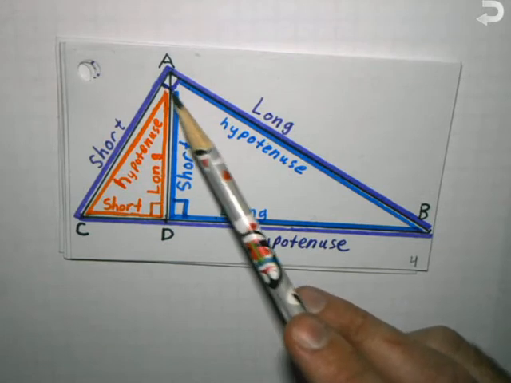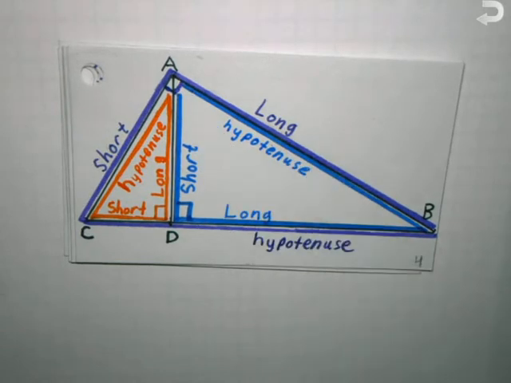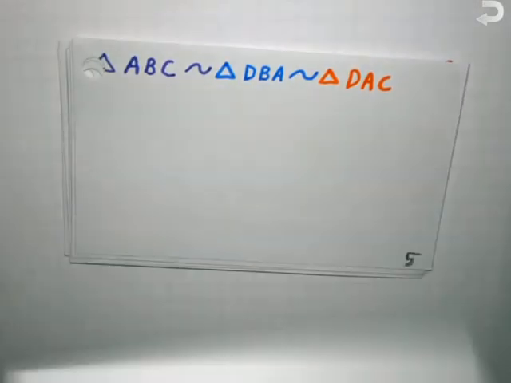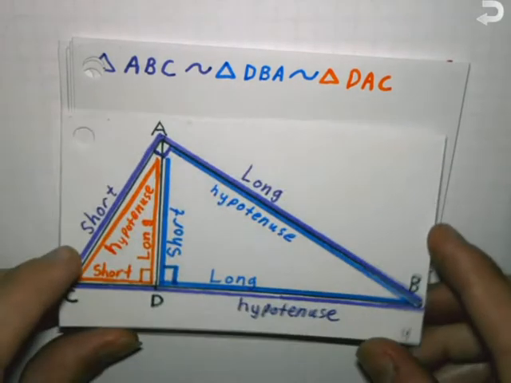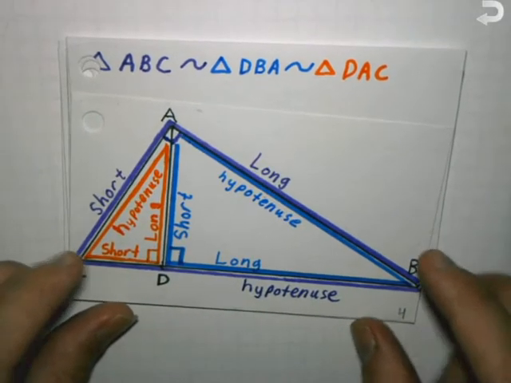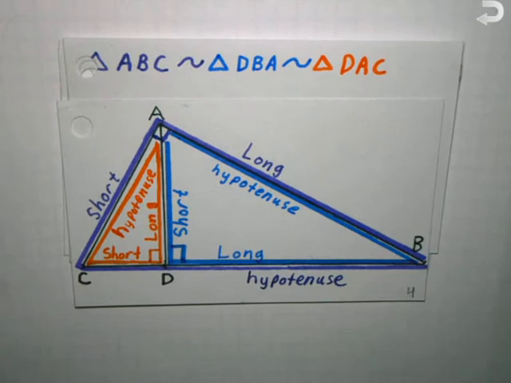You can also do a similarity statement once you have your triangles. So you can write triangle ABC is similar to triangle DBA is similar to triangle DAC. If you're able to get to this part and understand how to label your triangles, then I think you will be able to write those without any problem.